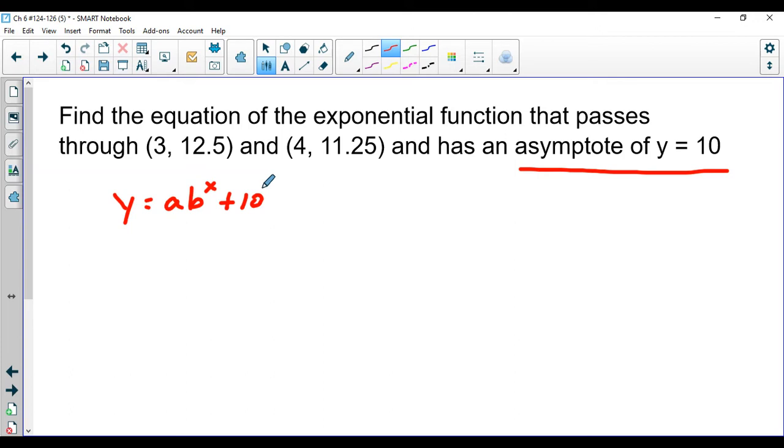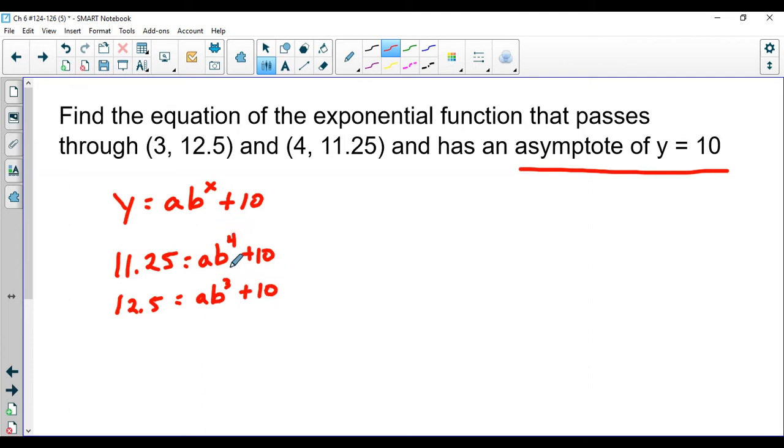Well, really, things aren't going to change too much as far as how we're going to attack this. I'm still going to take the points that I'm given, and I'm going to plug those in for y and for x. So I'm going to plug in 11.25 for y, and I'm going to plug 4 in for x. Notice that's the second point that was listed there. I'm going to plug in 12.5 for y, and I'm going to plug in 3 for x. And that was the first point.